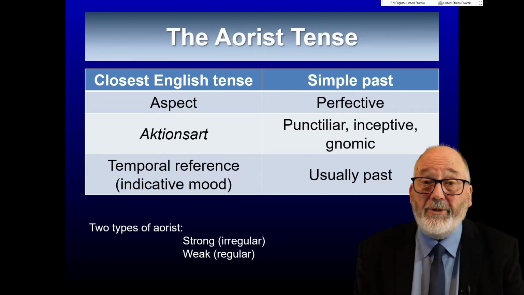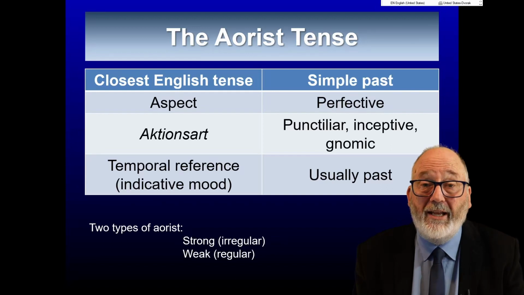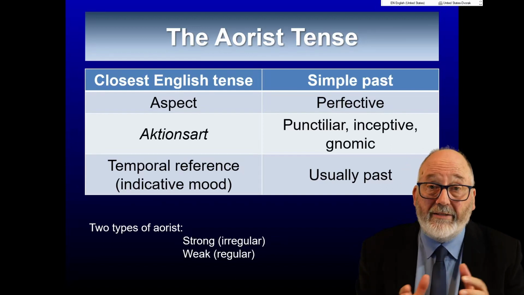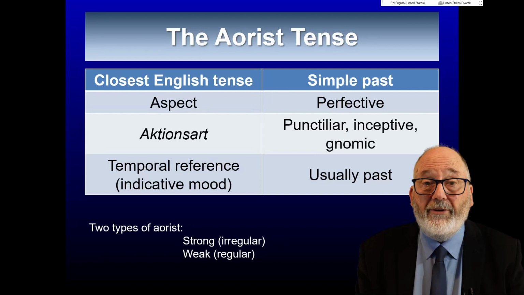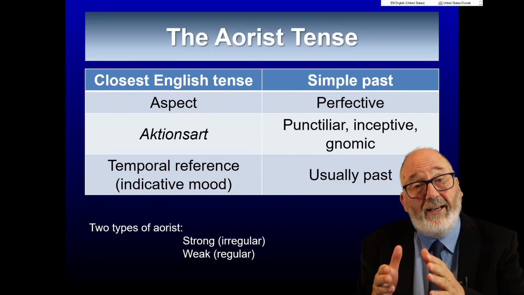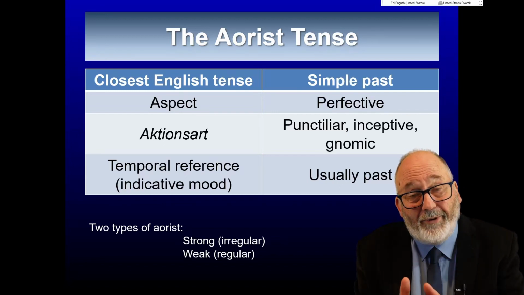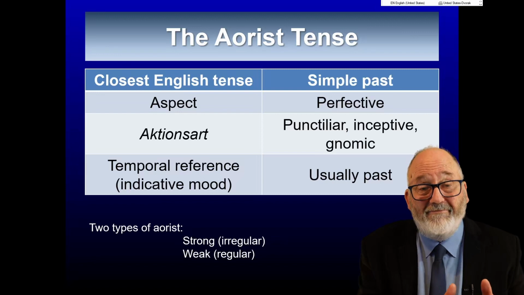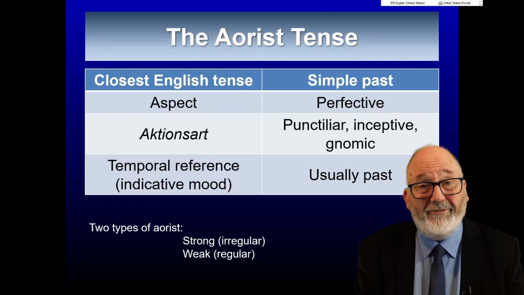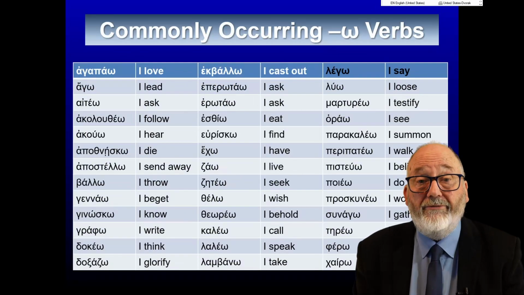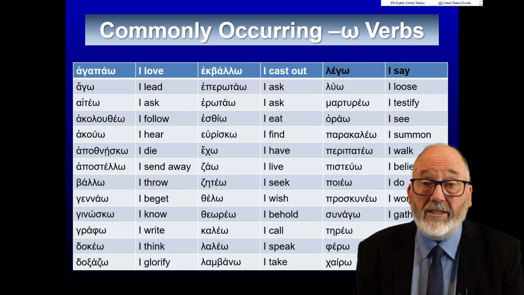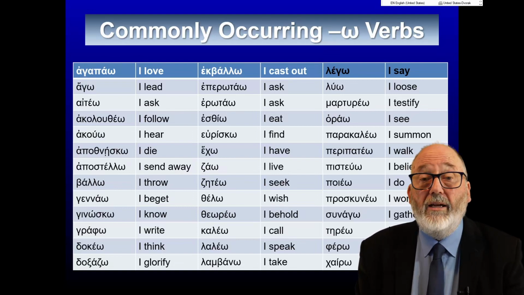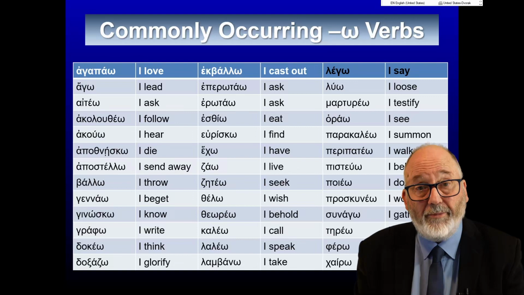Now, seeing as we're talking about irregular verbs, and we're talking about the English simple past, I thought we'd look at the English verbs in their simple past and ask ourselves, well, how do we connect the simple present with the simple past? And you'll find that it's quite straightforward. Here is the set of verbs that occur frequently in the New Testament that finish with an omega when we learnt them as a vocabulary item.